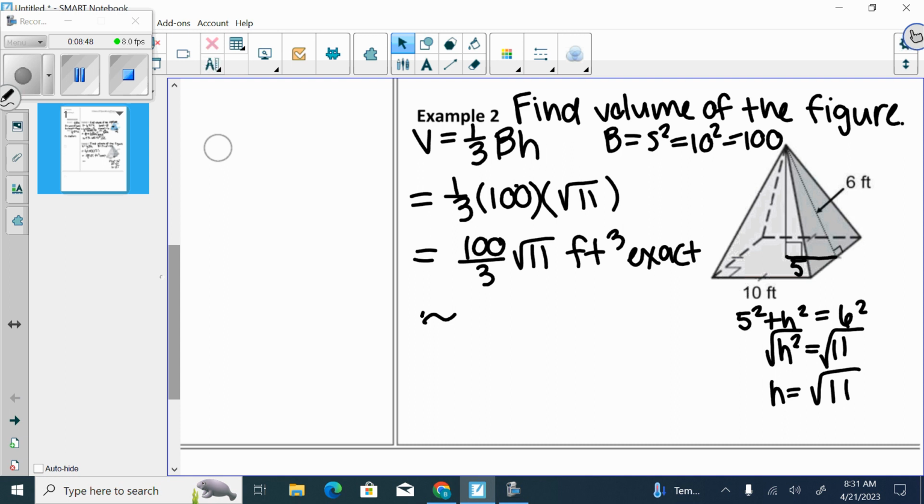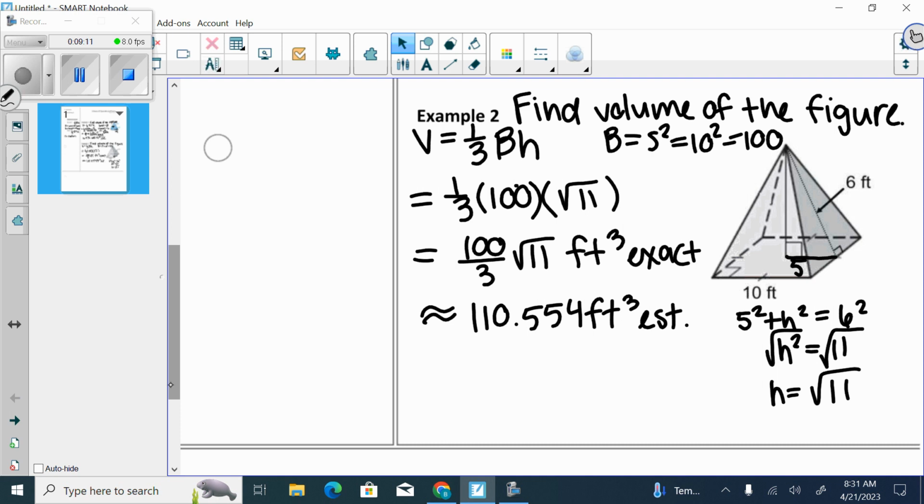But if I'm going to give the estimate, I can go ahead and multiply by that square root of 11. Approximately, what do we get there? 110.55. Very good. And this is what we would consider as our estimate answer.